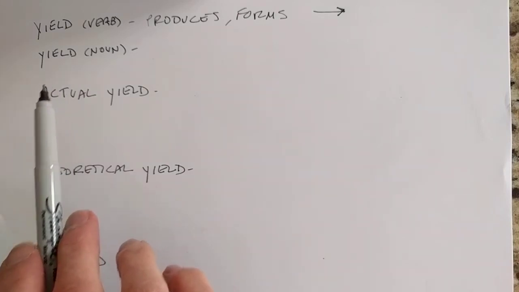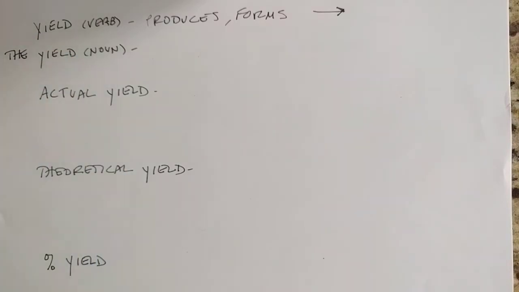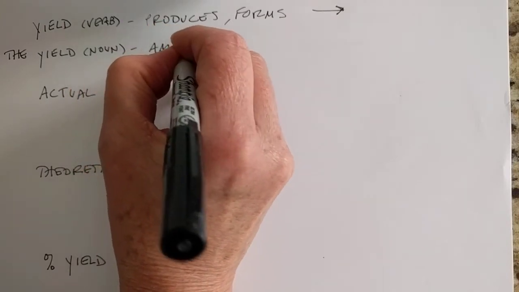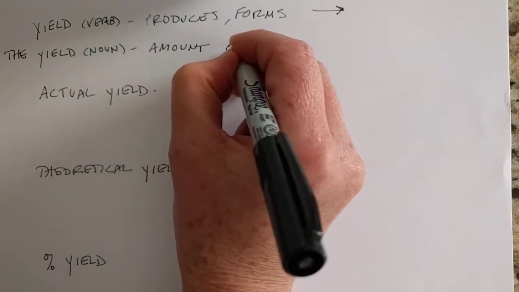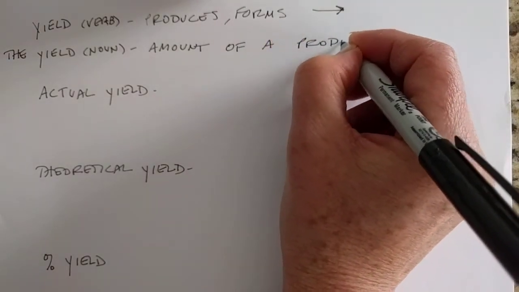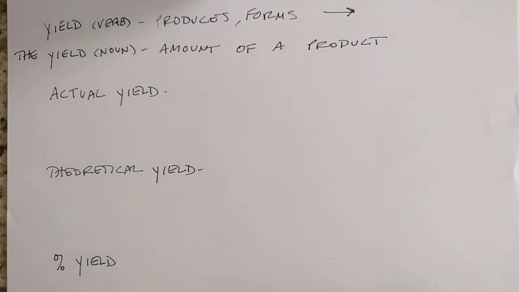In chemistry, when we use yield as a noun, as when we were talking about the yield of something, we are talking about the amount of a product that gets formed. So this is specifically the amount of a product from a chemical reaction or process. Now, there are two different types of yields, the actual and the theoretical. We're going to start with the theoretical.